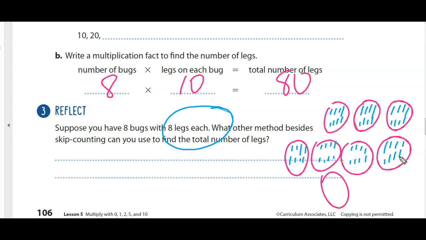I know this is annoying, but you would have to do this. 1, 2, 3, 4, 5, 6, 7, 8. Okay, and then count all the tallies, right? Which would be 8 times 8? 64. Okay? That would be 8 times 8 equals 64. Okay. Besides equal groups, what else could I do? I could draw an array.